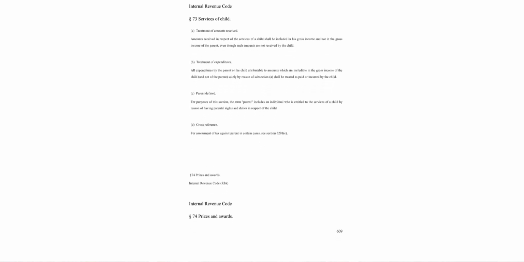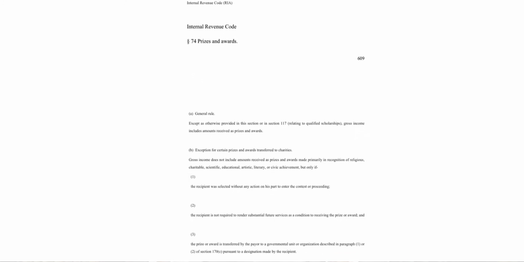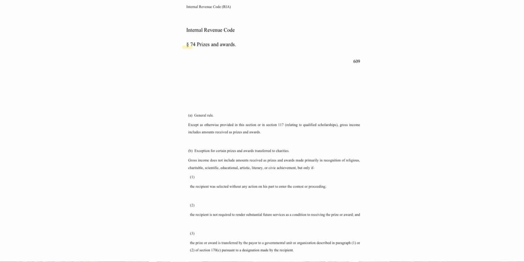Section 74 deals with prizes and awards. And this one is a very important discussion because, again, we start off with section 61. We're talking about inflows, income. And we determine, do we have gross income under section 61? To determine if we have section 61 gross income, we look at Part 2, which is sections 71 through 99. And these are special rules that help us determine in certain instances. Now, some things are just gross income under section 61.